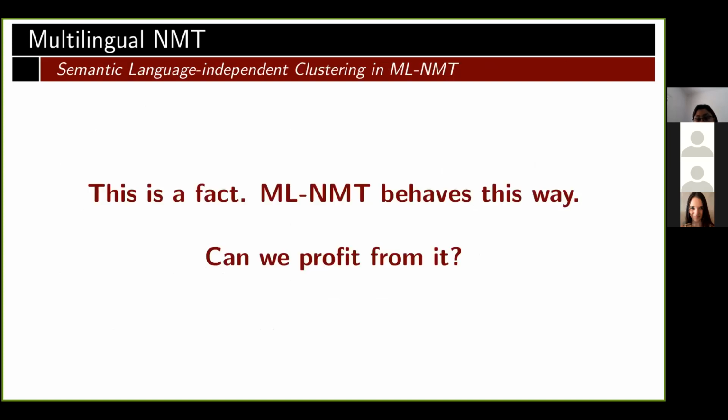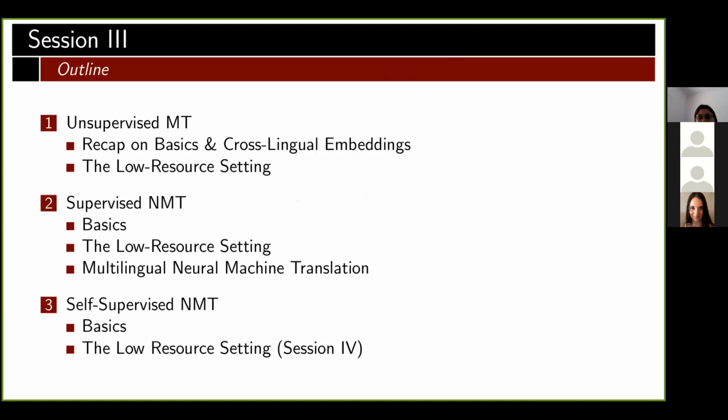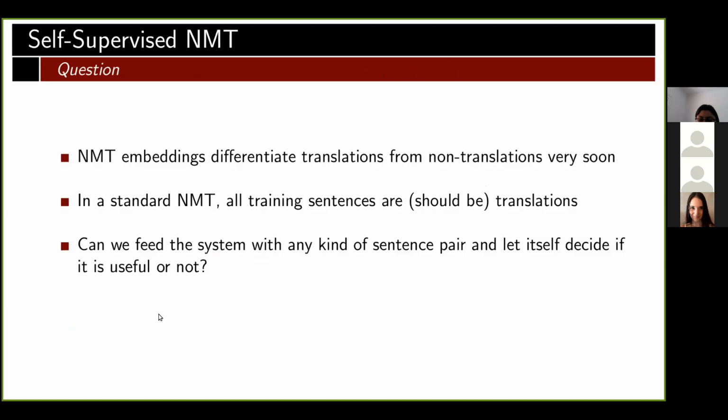And this is something that we see in multilingual neural machine translation. This is standard. This is what happens in a supervised setting. Can we profit from it? This is what we will see next time. This is just what self-supervised neural machine translation does. So what does self-supervised neural machine translation do? We see that the neural machine translation embeddings are able to differentiate translation from non-translation very soon, at the very beginning of the training.